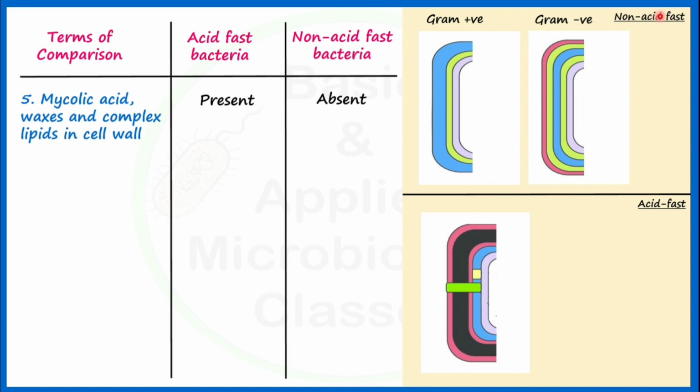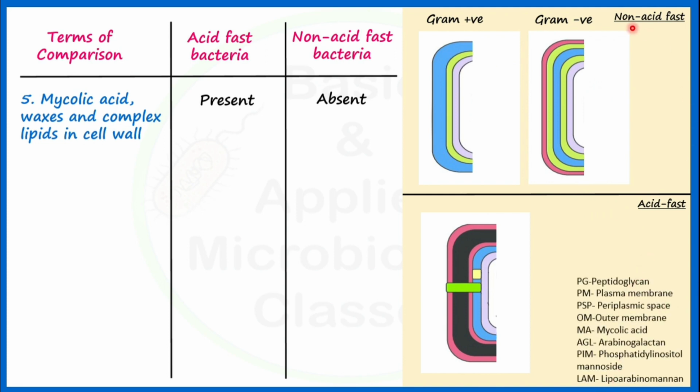If we talk about non-acid fast bacteria, then the cell wall in case of non-acid fast bacteria is of two types, gram positive type of cell wall and gram negative type of cell wall, right? Now we are going to have a look at the presence of different types of layers. So let's start from the gram positive bacteria.